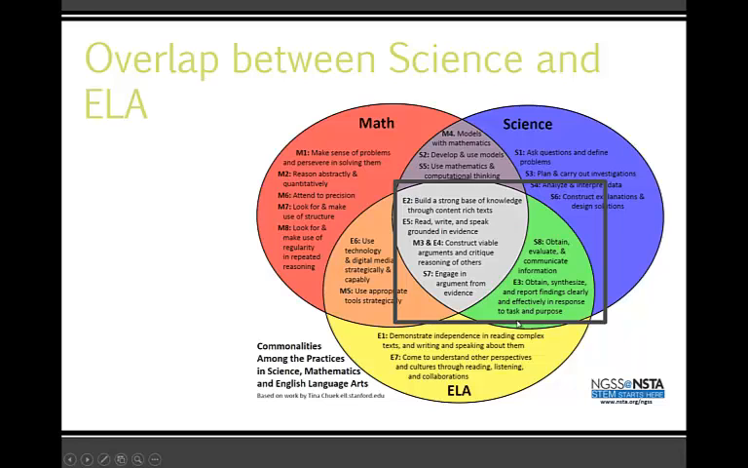And then if we look just at science and ELA, it's this idea of obtaining, evaluating, and communicating information. And in ELA, we say that that needs to be effectively in response to task and purpose, which of course in science will mean that we are communicating our information in that scientific argumentation format that you learned about in the last section.